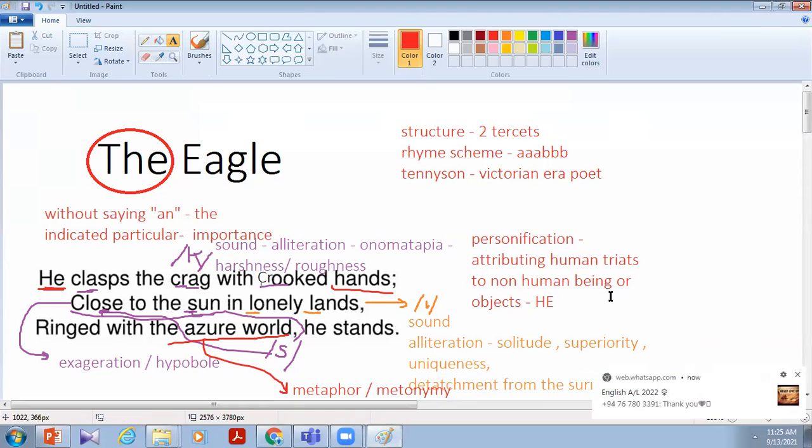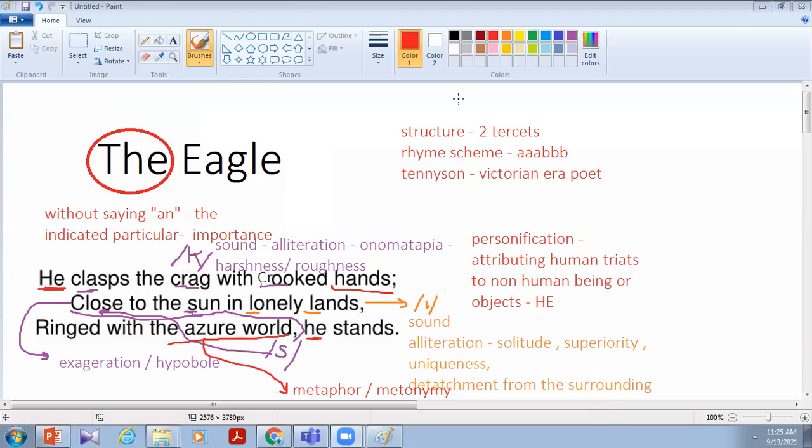Right. Okay. Then it says he stands, ringed with the edge of world. He stands. Again, you can see the repetition of he. So we can see throughout this stanza, the eagle's qualities are being given as if the speaker or the poet is talking about a human being. We can see the characteristics.